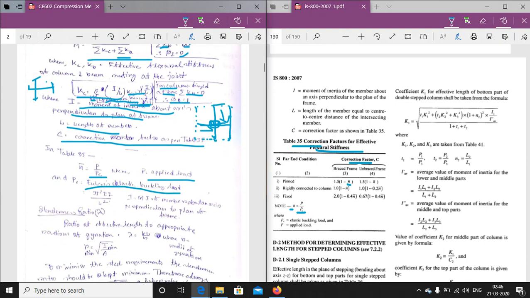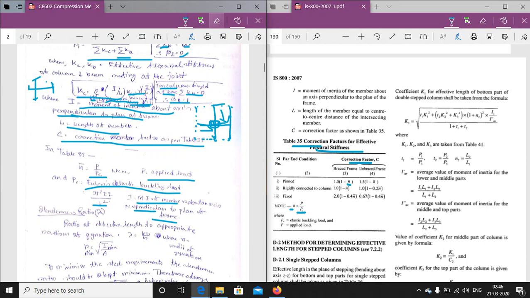What is the Euler's load? When we were in the third semester, we discussed columns and the Euler's load, that is the formula pi square EI by L square, where I is the moment of inertia of the member perpendicular to the plane of the frame. Here also, always determine it perpendicular to the plane of the frame.